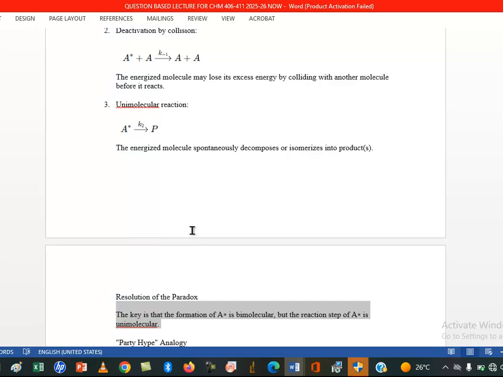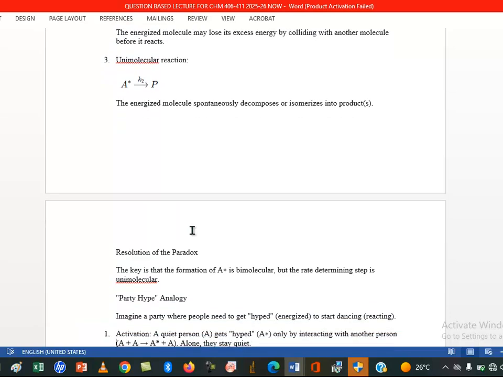The key is that the formation of A asterisk, or activated A, is bimolecular, but the rate determining step is unimolecular. I think that would be a better way to put it. So the rate determining step is unimolecular. So that's fine.